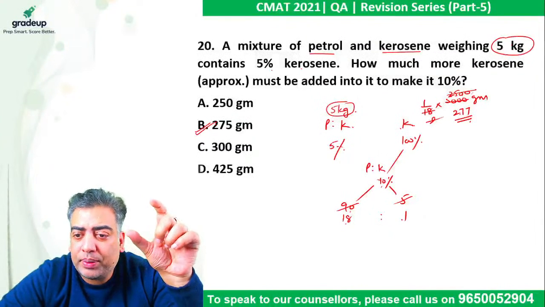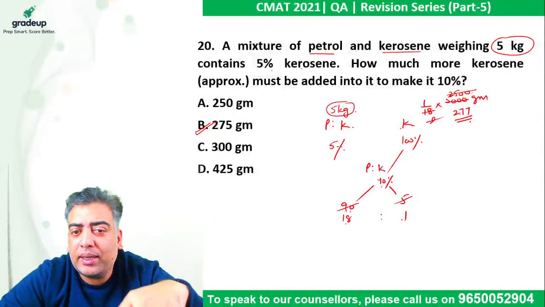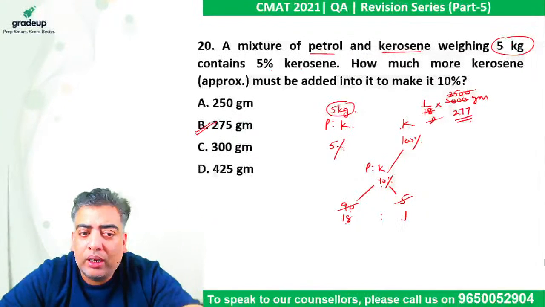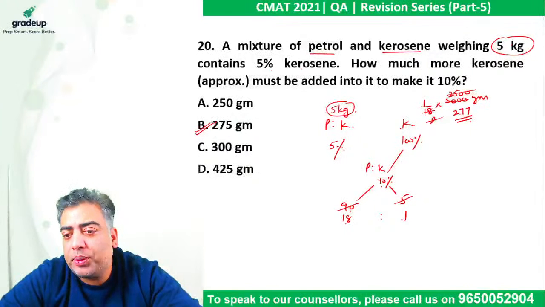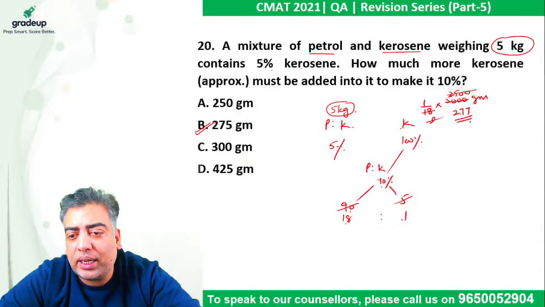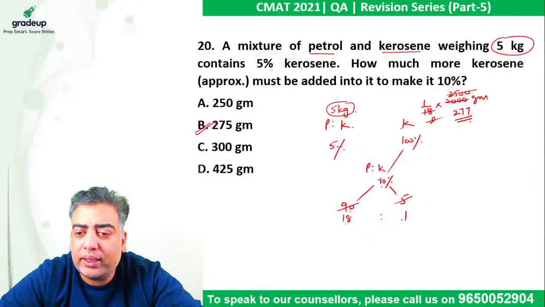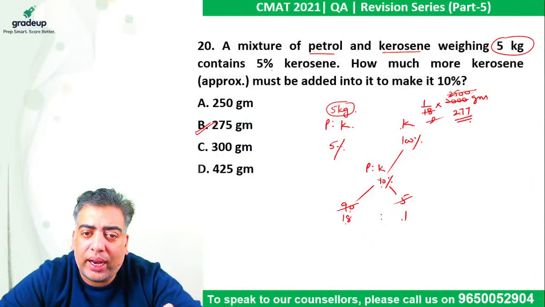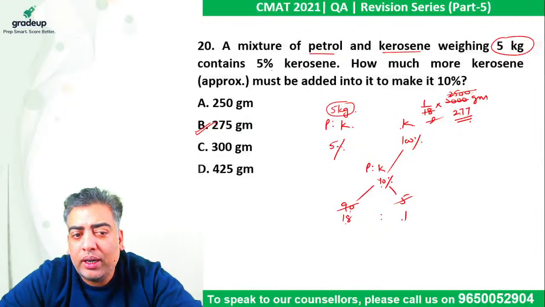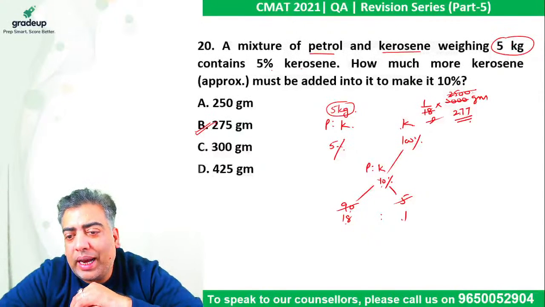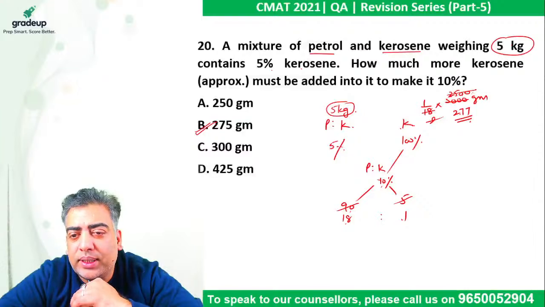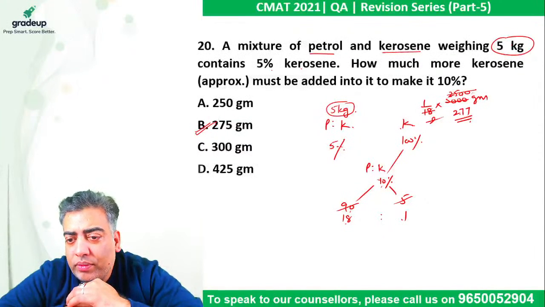Earlier I had 5%, I want 10%, kerosene has to be added. The kerosene you are adding is pure kerosene, containing 100% kerosene, then we alligate it by subtracting. 100 minus 10 is 90 and 10 minus 5 is 5. The required ratio comes out to be 18:1. So the kerosene that is to be added should be 1 by 18 of 5 kg, which is 5000 grams. Then it was only about simplification.